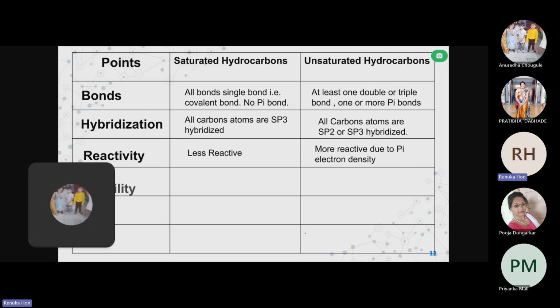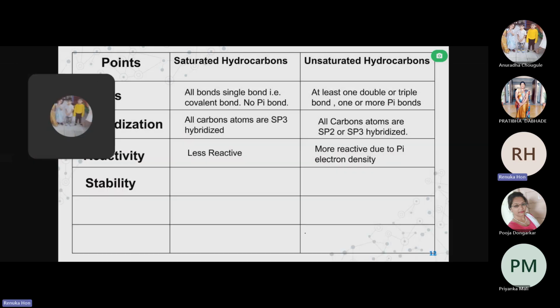Then the next one, stability. Obviously, less reactive means more stable in the case of saturated hydrocarbons, and in the case of unsaturated hydrocarbons, they are more reactive. That's why they are less stable. Okay, very good. Then what about reactions?